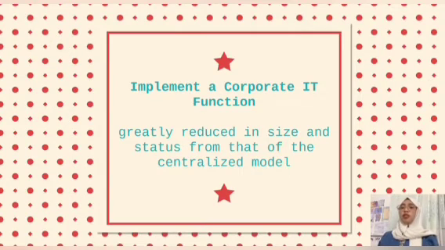Implementing a corporate IT function. The completely centralized model and the distributed model represent extreme positions on a continuum of structural alternatives. The needs of most firms fall somewhere between these endpoints. Often, the control problems previously described can be addressed by implementing a corporate IT function. Here are some of the services provided.